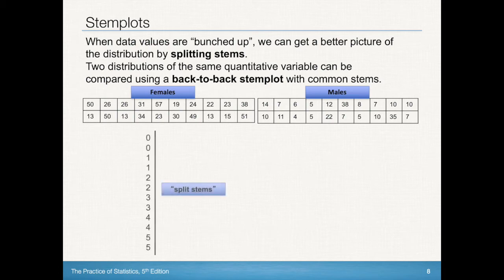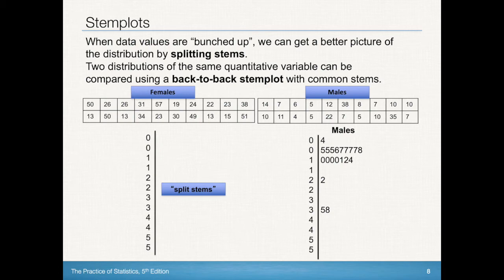What I mean by split stems is instead of just counting up from 0 to 5, we would actually split it into 2 zeros, 2 ones, 2 twos, 2 threes, 2 fours, 2 fives. And now for the first stem 0, you would put all the numbers from 0 to 4. And then for the second stem, you would put all the leaves from 5 to 9. And you do that for 1, so you can see for the males that that first stem for 1 has all numbers from 0 to 4. And then if there were any numbers from 5 to 9, you would list it there.